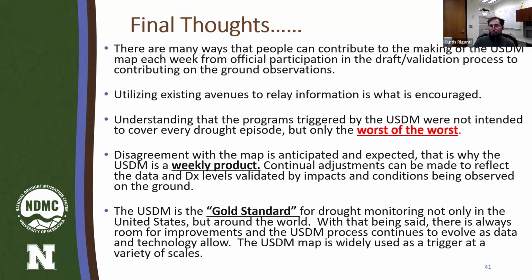Please understand that the programs triggered by the Drought Monitor were not intended to cover every drought episode, but only the worst of the worst conditions. We do anticipate disagreement with the map, especially on local levels. It is a weekly product. Week to week, we can continually adjust the map to reflect the data on the ground. And again, the drought monitor levels are validated by impacts and conditions observed on the ground. And we do make week to week changes based on all those different types of information.